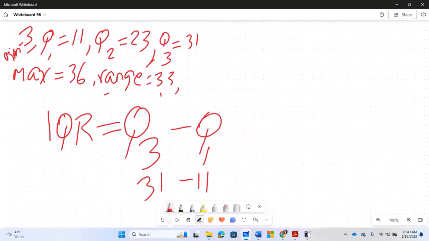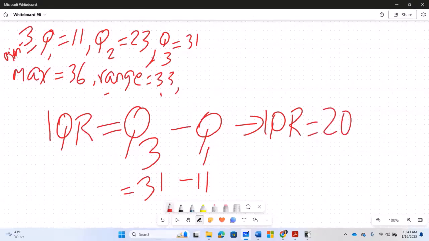And anytime you don't agree, let me know. So the IQR is 20. Is there any question? So I have answered question number 17. I'm going to answer another one that looks like that.